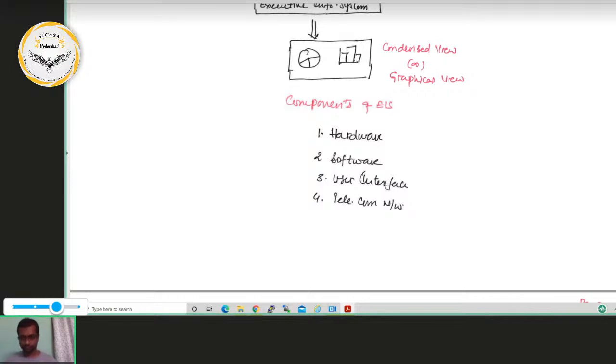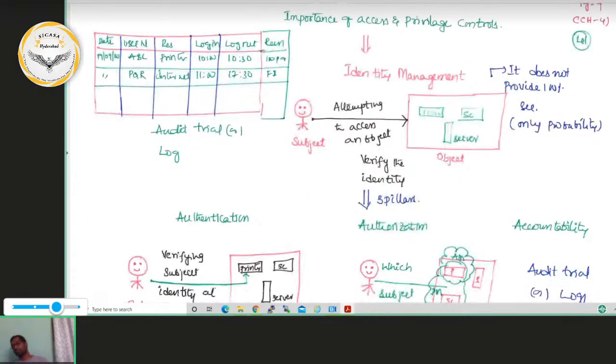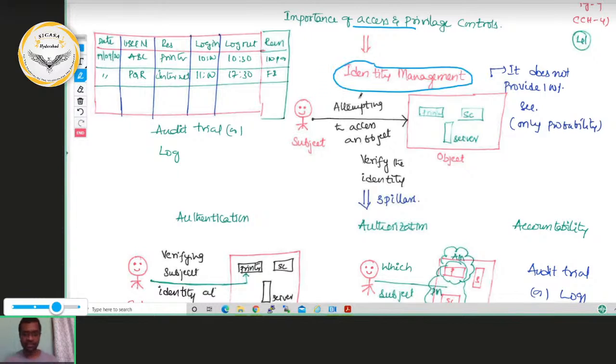Okay, so the next topic is importance of access and privilege controls. We have a concept called access controls. How do you implement access controls? By way of identity management. What do you mean by identity management? Here we need to use 2 terms, subject and object. What do you mean by subject? A user is called a subject. What do you mean by object? Any network resource is called an object.